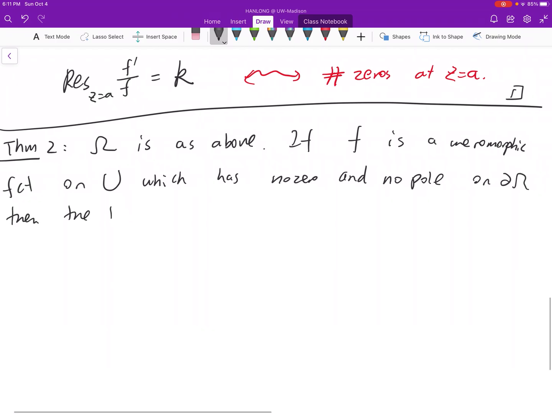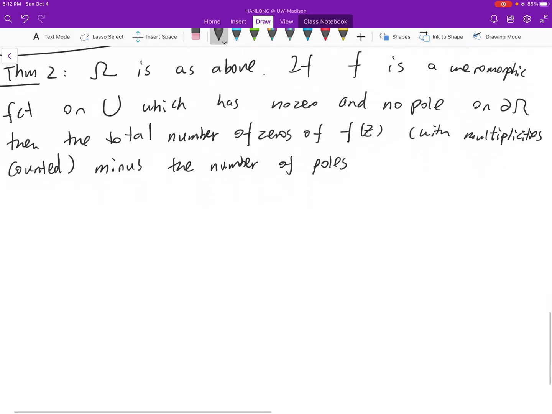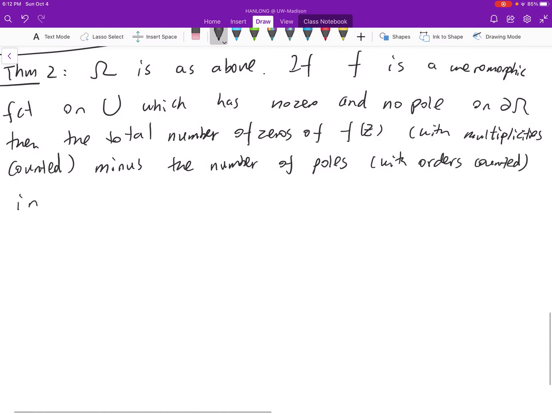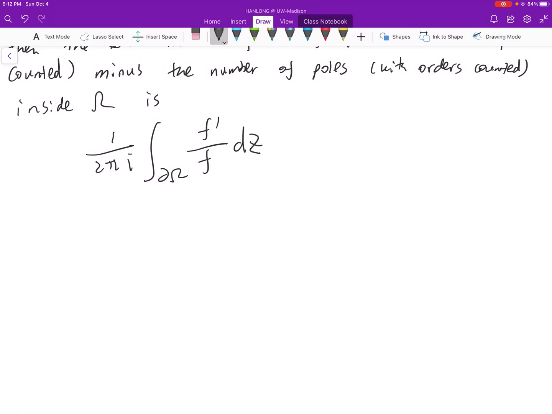then the total number of zeros of f with multiplicity counted minus the number of poles, so here with orders counted, inside omega is 1/2 pi i integration over partial omega of f prime over f dz, which equals 1/2 pi i integration over partial omega of d log f.